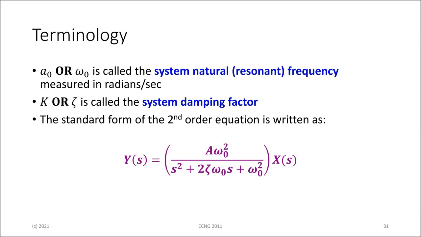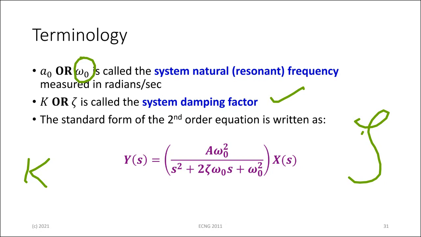And the terminology now is that A0, A, which is what we had in the original expression, they've given a standard terminology, which is omega 0, which is the natural or the resonant frequency of the system. K is something called the system damping factor. They sometimes use K, or there's a Greek letter zeta, right? So you'll see both of them appearing. The controls people use zeta a lot.